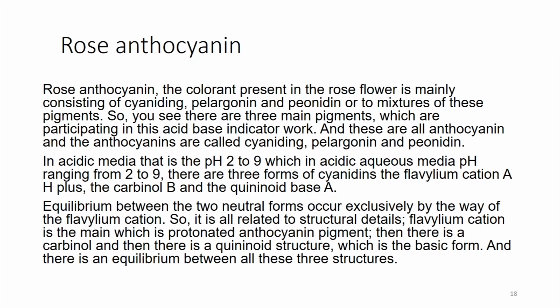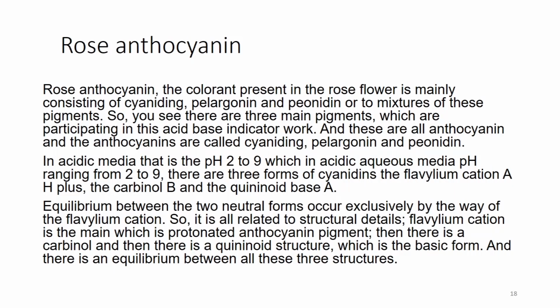So, these are the names of the different structures, just the way in anthraquinone or madder dye we saw alizarin, purpurin, pseudopurpurin, munjistin and so on. Similarly, rose anthocyanin has cyanidin, pelargonidin and peonidin anthocyanins present.